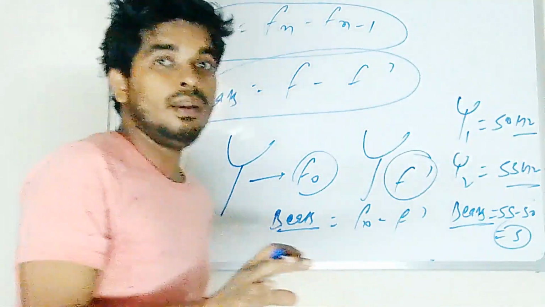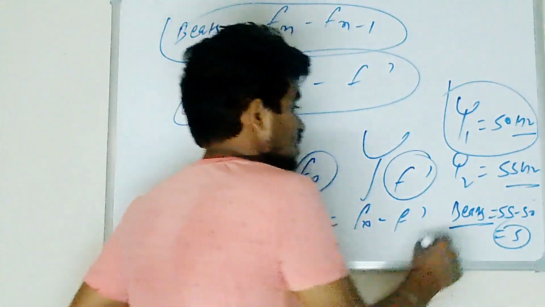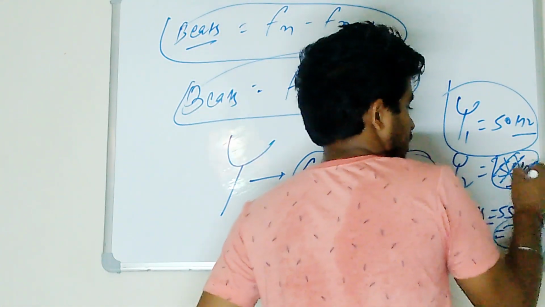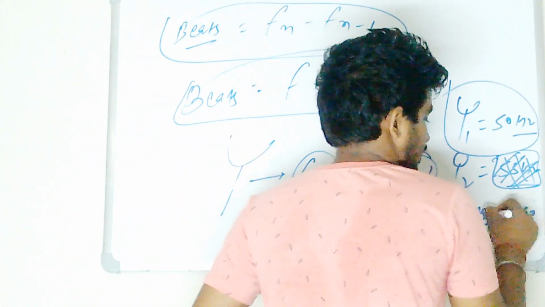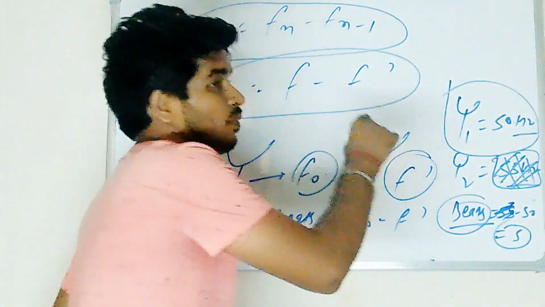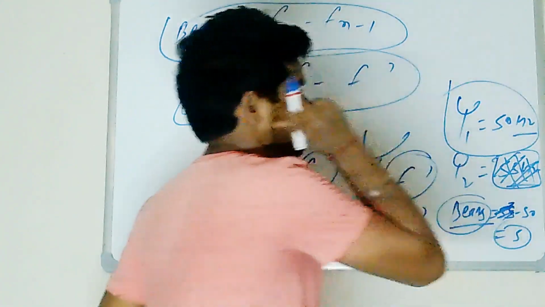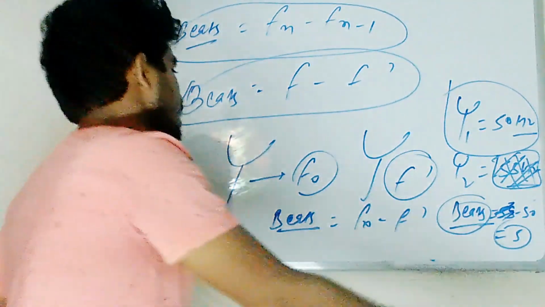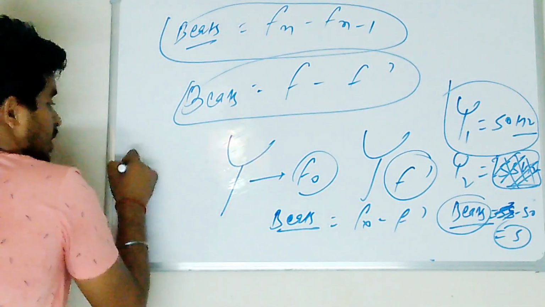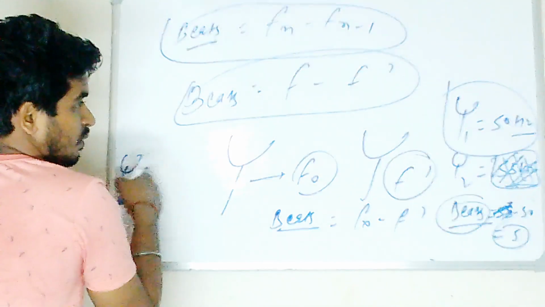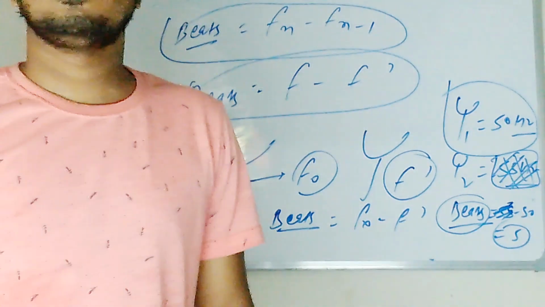But now I am changing the question. We have one source whose frequency is 50 hertz, and the second source's frequency is unknown to us, but we know the beats are 5. So what is your answer? Because the frequency of this tuning fork is 50 hertz and we don't know this other value, what are the possibilities?